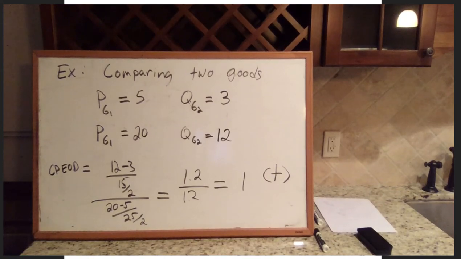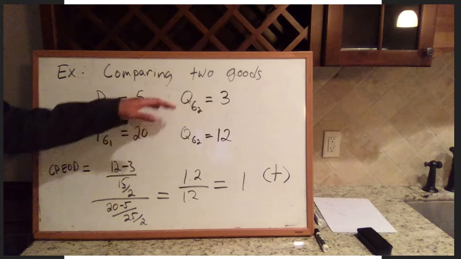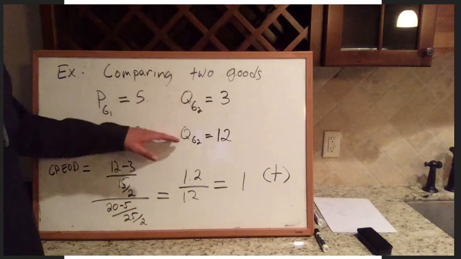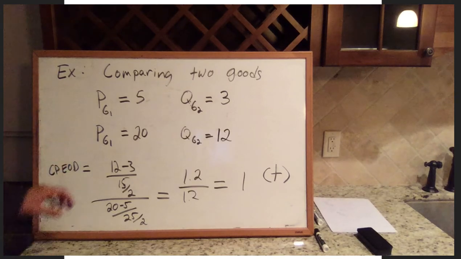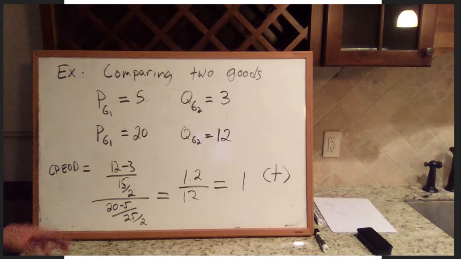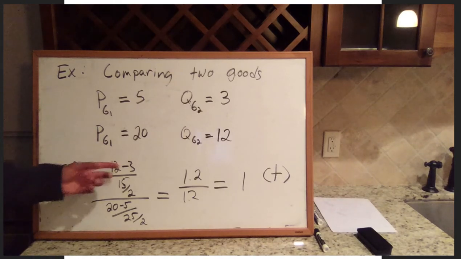Now we're going to go over a practice problem for comparing two goods. So now we're using cross-price elasticity of demand. Here we have the price of good 1, the price of good 1 after the change, and then we have the quantity of good 2, and then the quantity of good 2 after the price change. Now, we're going to plug in these numbers. For the top, we can still use the midpoint method. At the top, it's going to be the difference between our two quantities.